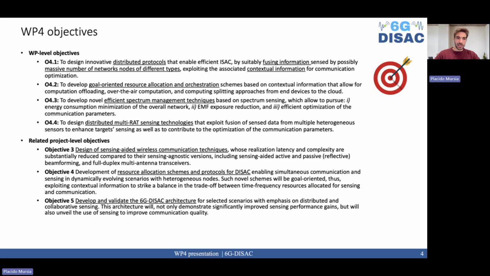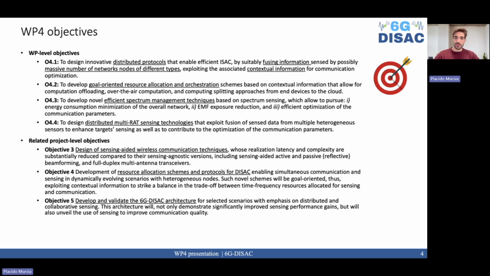The second goal is on developing goal-oriented resource allocation and orchestration schemes. Again, these schemes will exploit contextual information and allow for achieving certain applications such as computation offloading, over-the-air computation, and computing splitting. The third objective is about developing novel efficient spectrum management techniques. So these techniques are designed to allow energy consumption minimization, electromagnetic field exposure reduction, or in general efficient optimization of the communication parameters. Finally, the fourth goal is about distributed multi-radio access technologies sensing.